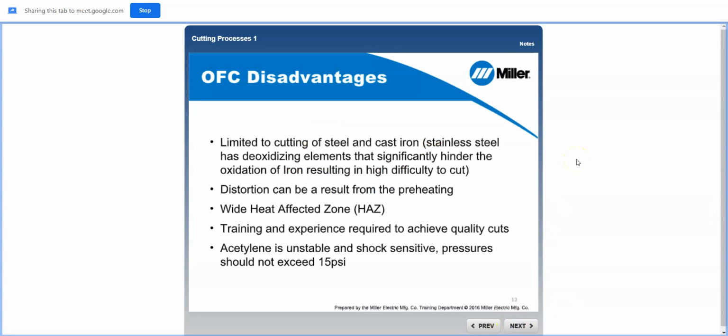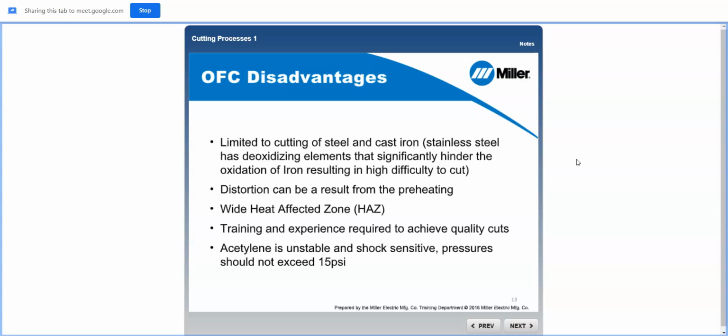Some disadvantages of oxy-fuel: it is limited to cutting of steel and cast iron. Stainless steel has deoxidizing elements that significantly hinder the oxidation of iron, resulting in high difficulty to cut. Distortion can be a result from the preheating. We do end up with a wide heat affected zone with oxy-fuel, which can cause the chemical composition of the steel to change. Training and experience are required to achieve quality cuts.